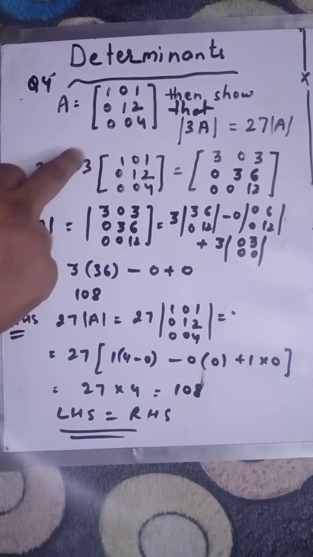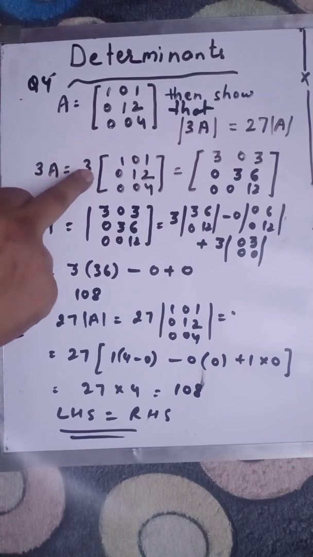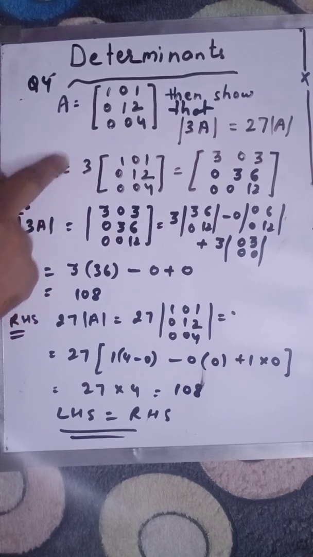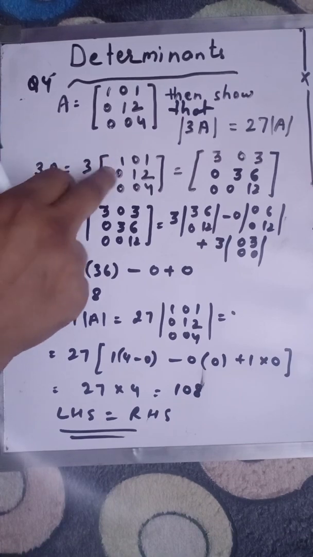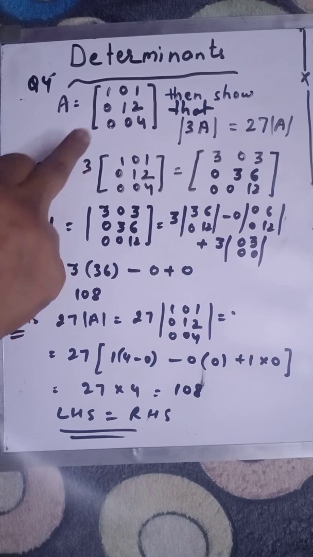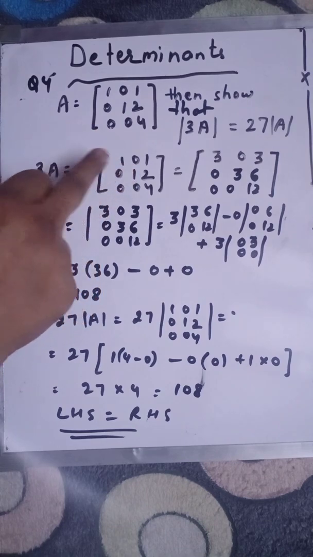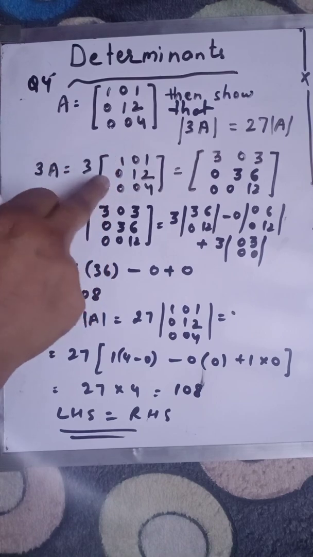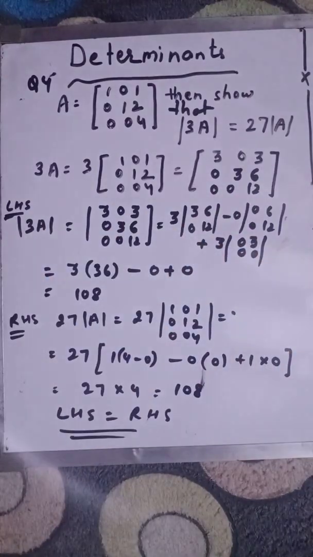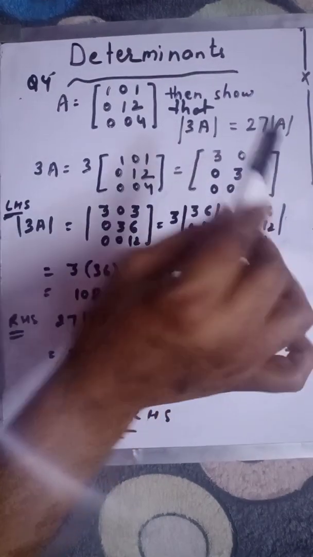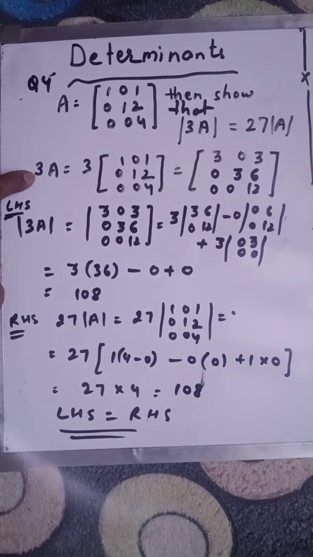So 3A means what? You have to write 3, and in place of A we write this whole matrix. Fine, and as we know, if 3 is outside this matrix, you have to insert it into this matrix. If you want to insert 3 into this matrix, you have to multiply each element of this matrix with 3. So after multiplication you will get this. Okay, this step.